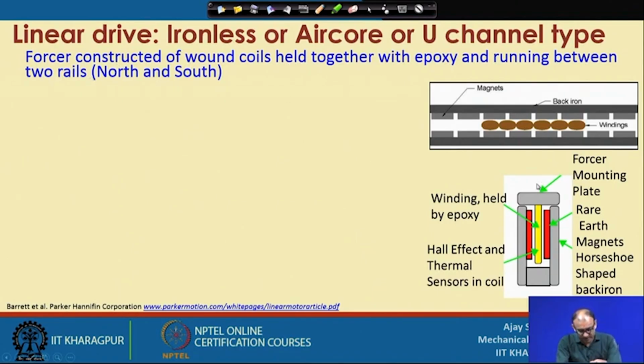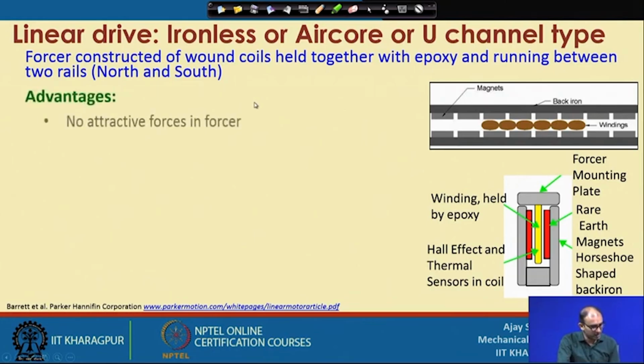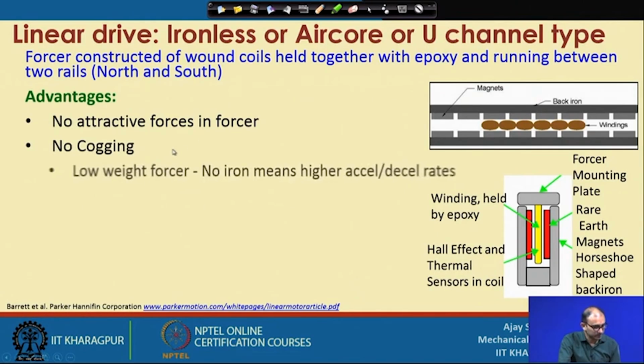In the earlier case, the whole thing moved from top to down and only a single rail was there. That is the distinguishing feature from the earlier case. What are the advantages here? Because now we are not using iron, once iron is absent you will not get the cogging motion, or any attractive force between the two parts.